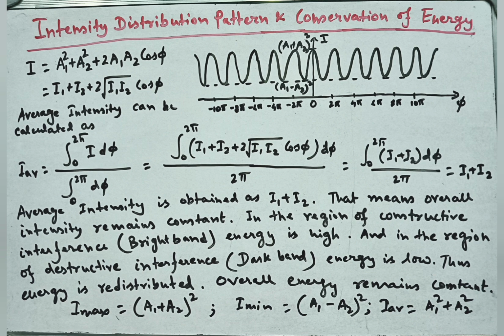So in the region of constructive interference, which is the bright band, energy is high, and in the region of destructive interference, the dark band, the energy is low. So thus the energy is basically redistributed in different bands. So overall energy remains constant. Okay. So this is the conservation of energy.